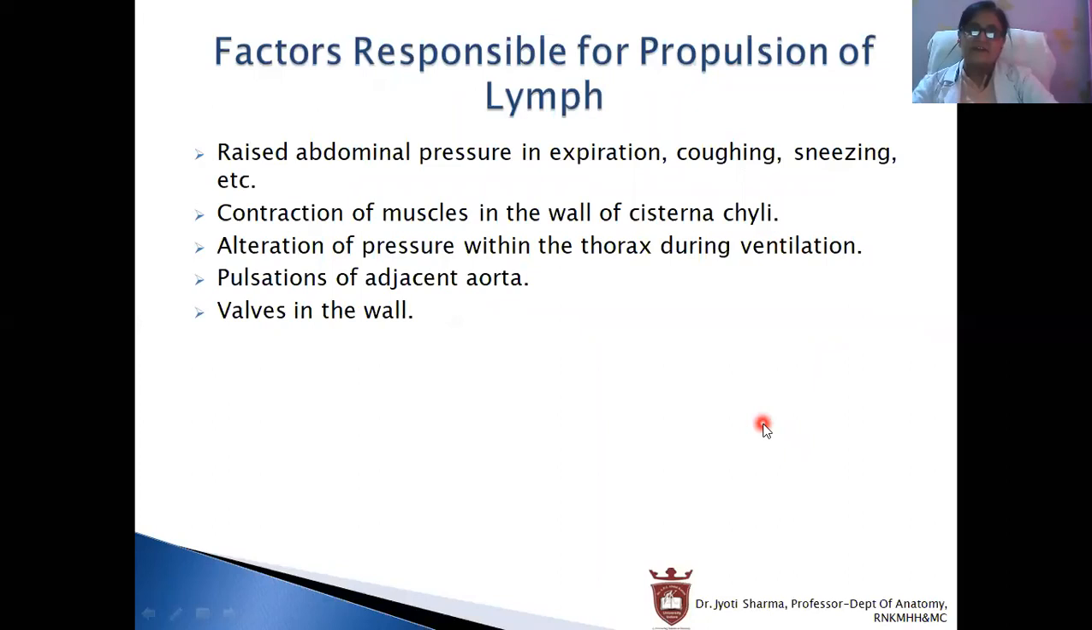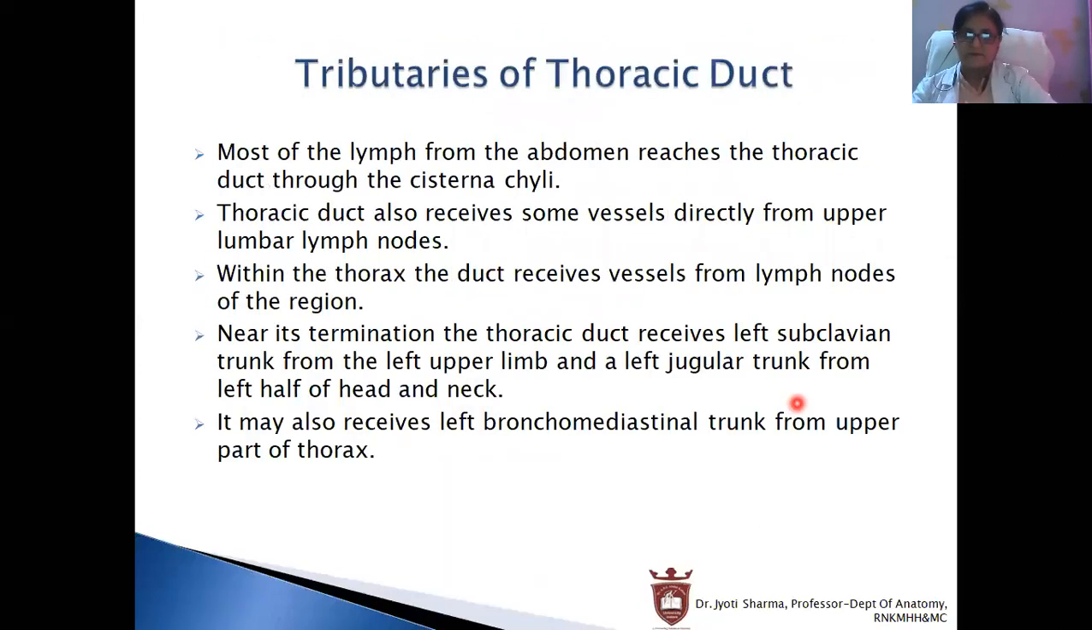Now we see the factors for the propulsion of lymph. The raised abdominal pressure in expiration, coughing, and sneezing is one of the factors which propel the lymph upwards. In addition to this, contraction of muscles in the wall of cisterna chyli, alteration of pressure within the thorax during ventilation, pulsation of adjacent aorta, and valves in the wall are the factors which propel the lymph upwards.